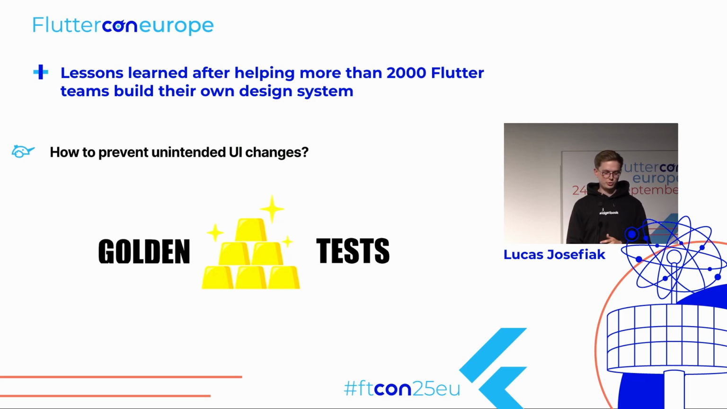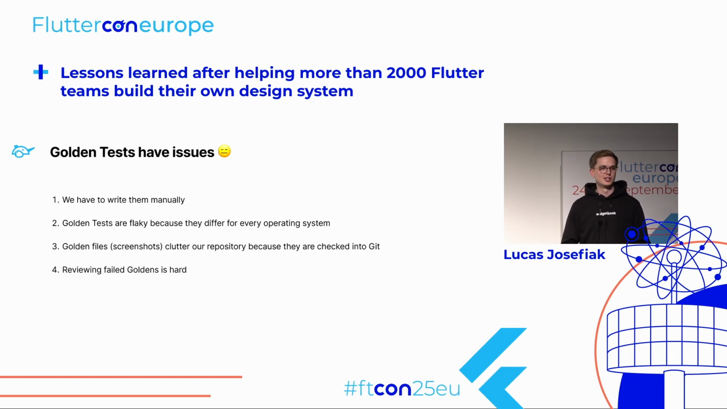For all of you who are not familiar with golden tests, they are basically visual UI regression tests. What they do is you take a screenshot of the current version of your widget, and you then compare it with the next version of your widget, and then you run a regression test. You kind of overlay those screenshots and thereby figure out if something changed, yes or no. Sounds great in theory, but unfortunately golden tests have issues.